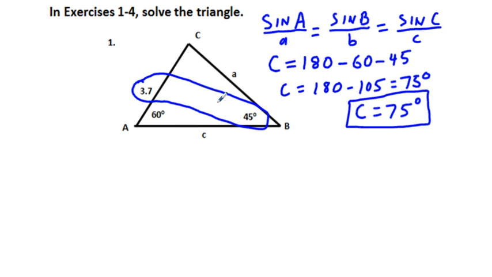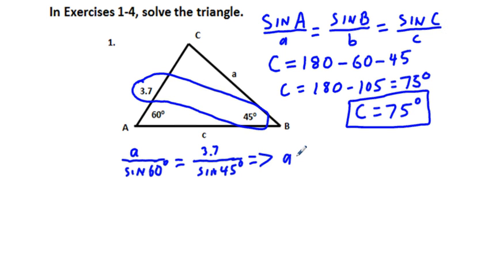So let's go ahead. We're going to use this ratio and solve for side A. Side A, which we do not know, is to the sine of 60 degrees as side B, which we do know, is 3.7, is to the sine of its opposite angle, which is 45 degrees. If we cross multiply the sine of 60 degrees, we have side A is equal to 3.7 times the sine of 60 degrees over the sine of 45 degrees.